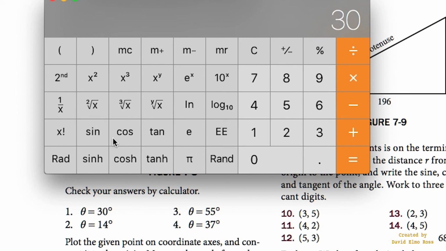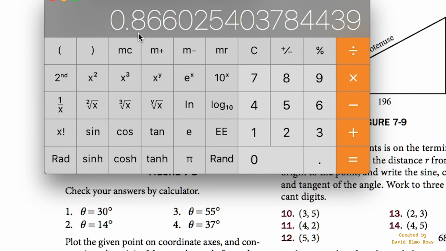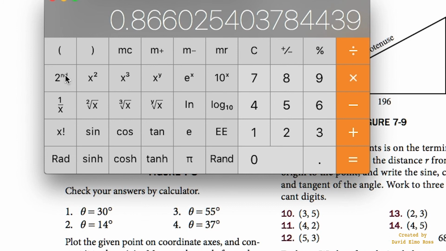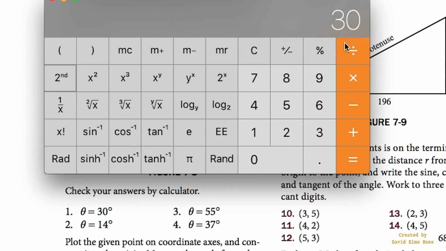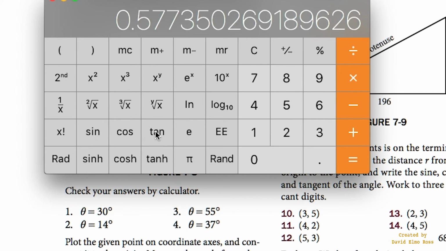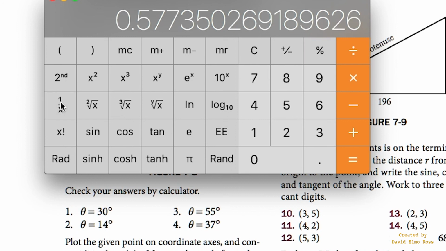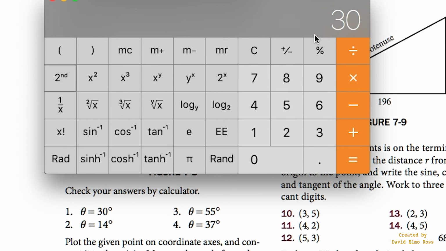At this point we want to find out the cosine of 30. Cosine of 30 is 0.866, and the secant of 30 is 1.155. Again, we can hit 1 over and do the inverse cosine to get our 30 back. If we want to find the tan of 30, the tan of 30 is 0.577. The cotangent of 30 is 1.732. And again, we can hit 1 over x and do the inverse tan to get back our 30.